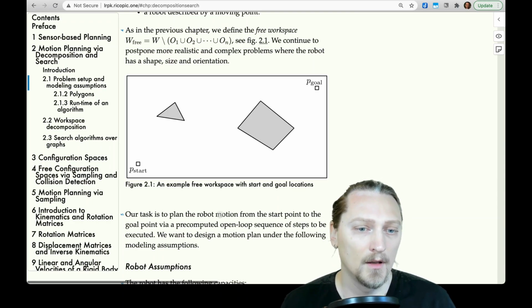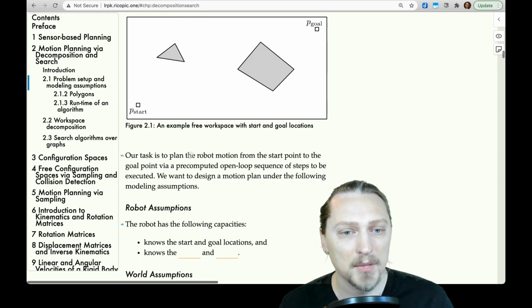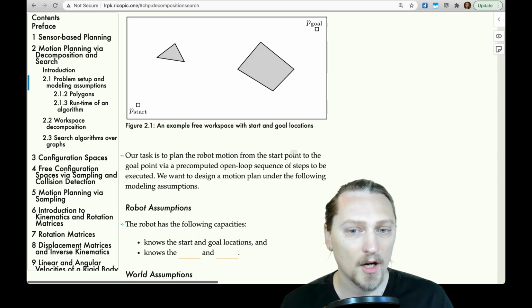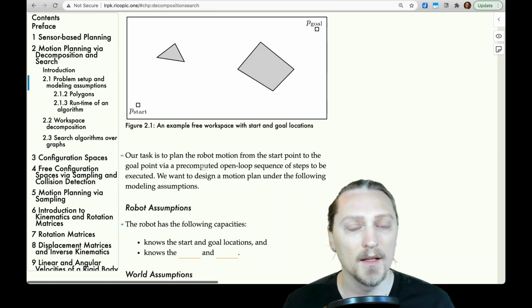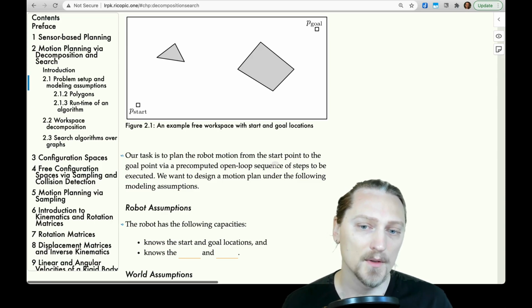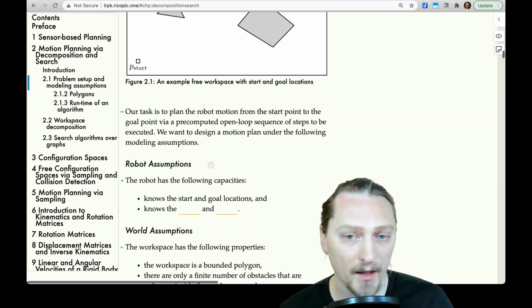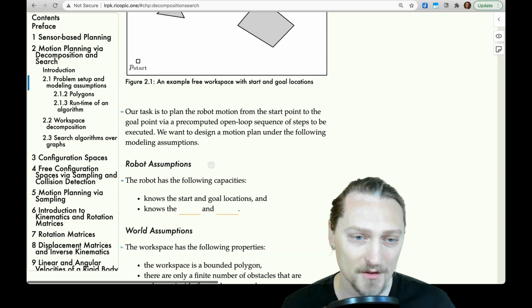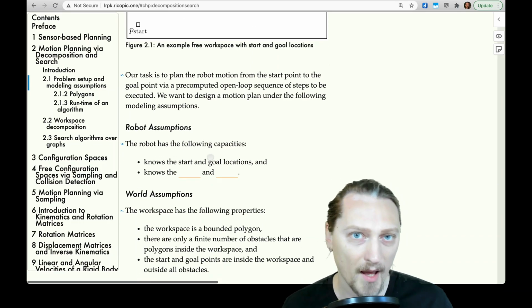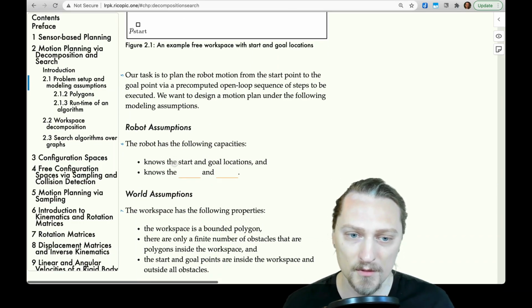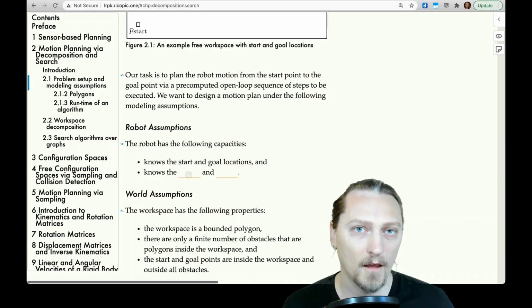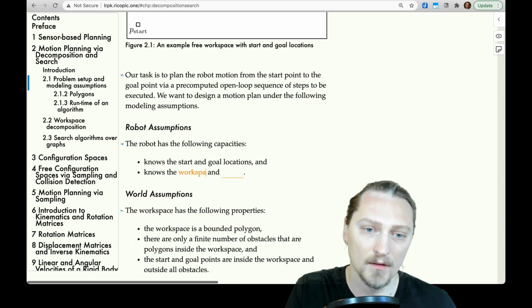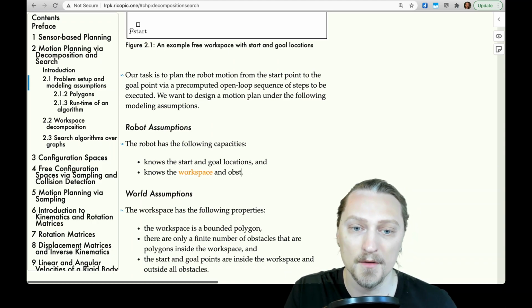Okay. Our task is to plan the robot motion from the start point to the goal point via a pre-computed open-loop sequence of steps to be executed. We want to design a motion plan under the following modeling assumptions. Robot assumptions. The robot has the following capacities. It knows the start and goal locations and knows the workspace and obstacles.